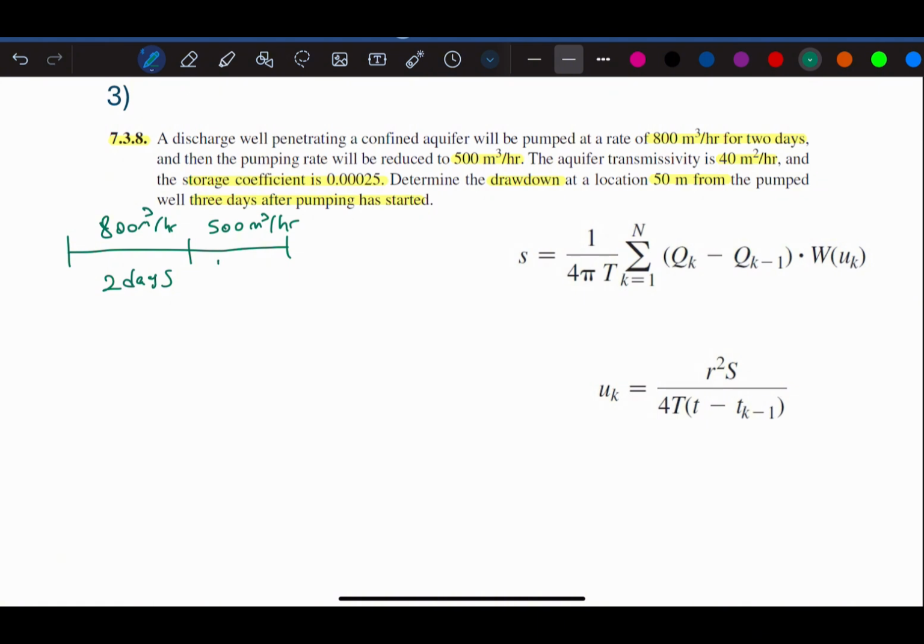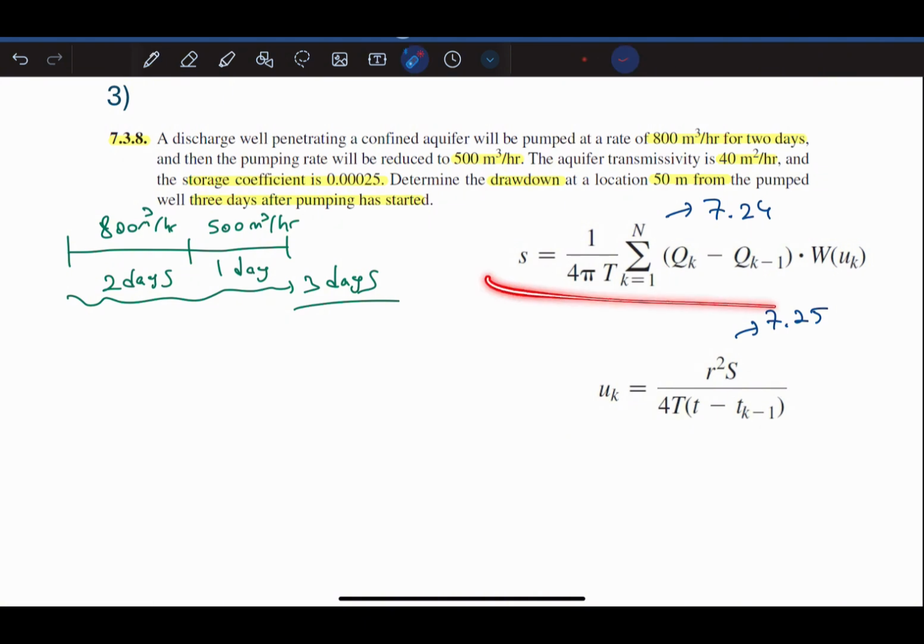So this means that we will have 1 day, and in total we will have 2 days. You can check your textbooks for this equation. This is 7.24 and this is 7.25. According to the textbook, this is for when we don't have constant discharge values. So it means that throughout the process we will have different flow rate values, and in that case you can use this equation.